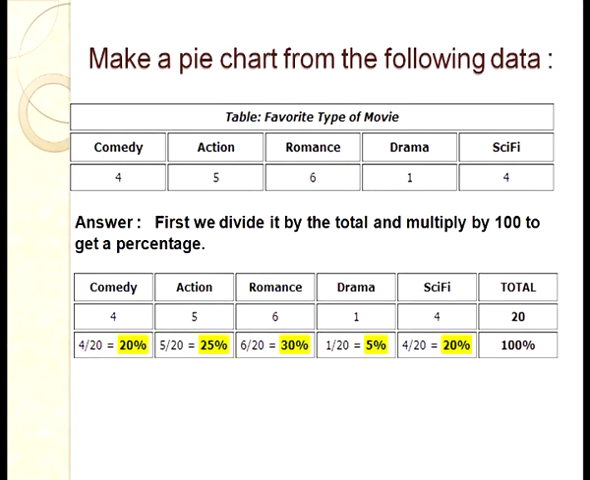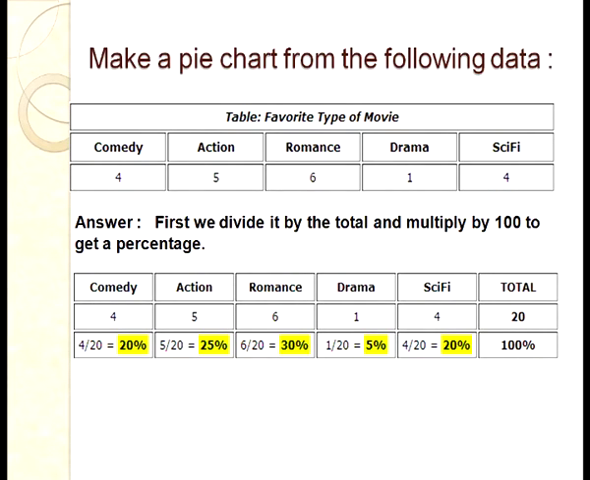Let's check whether we have learned properly by taking an example. In this particular example, favorite types of movies have been discussed: comedy, action, romance, drama and science fiction. As you can see, different data is given. We can easily present all this data in a pie diagram.